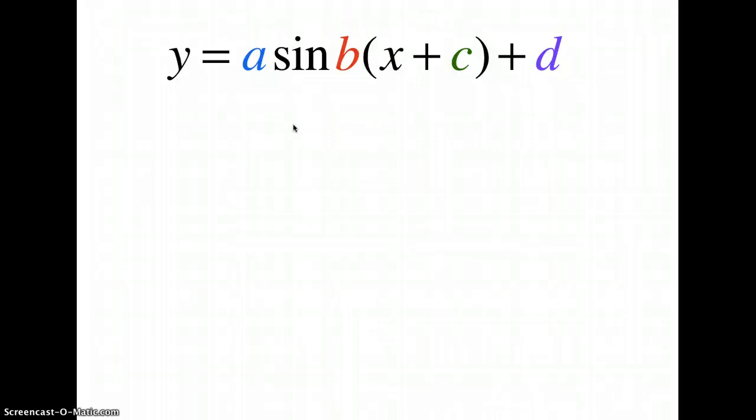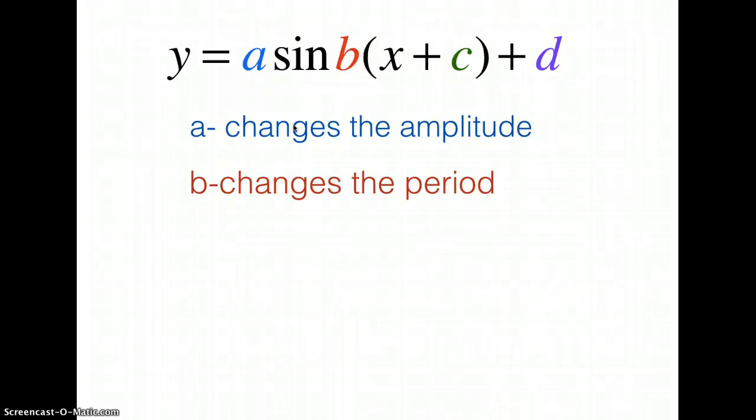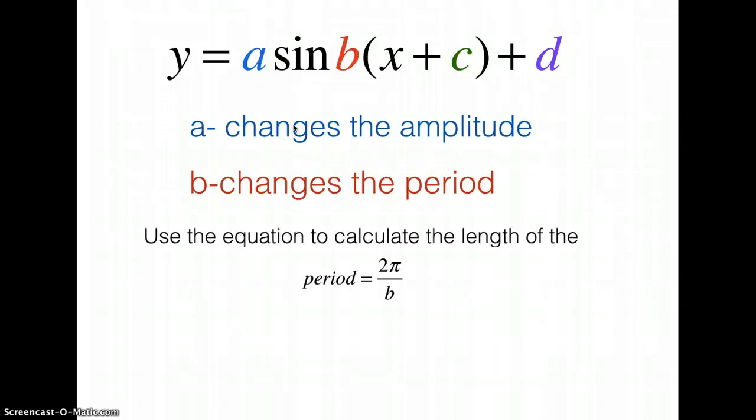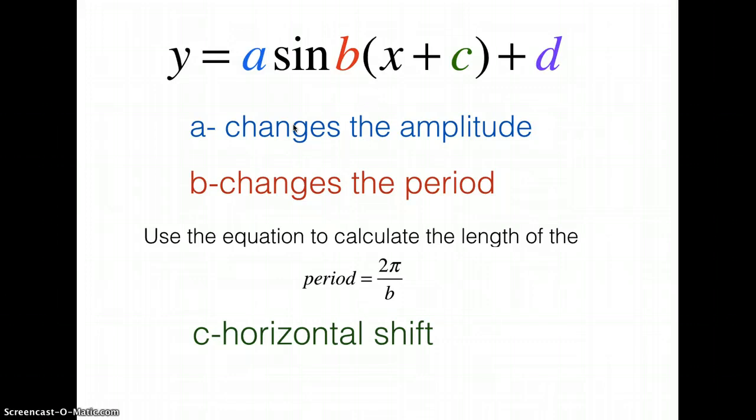You should have noticed that a changes the amplitude, b changes the period. If you want to find the period of the sine function, you need to use the equation 2 pi over b to calculate the length of the period. C is the horizontal shift, and D is the vertical shift that moves the midline up and down.